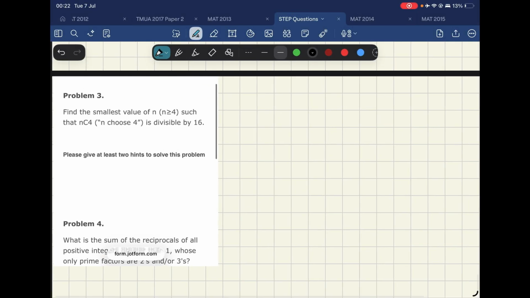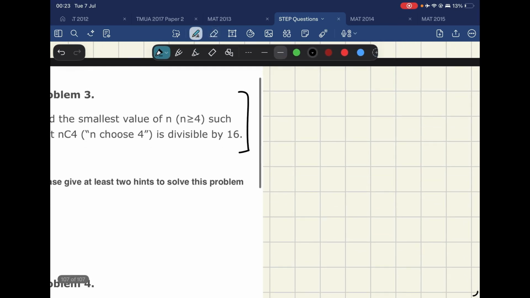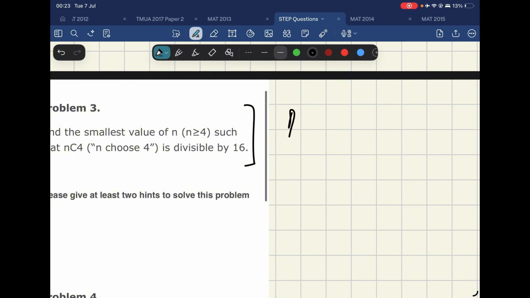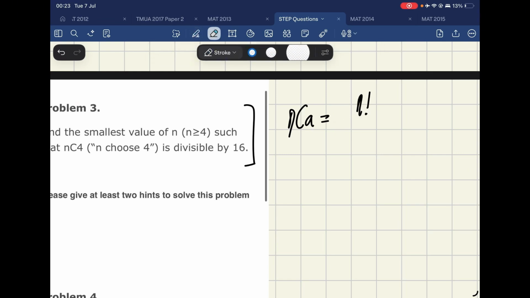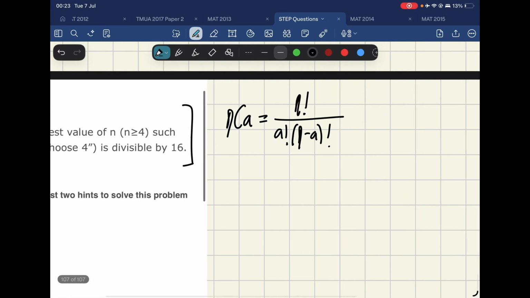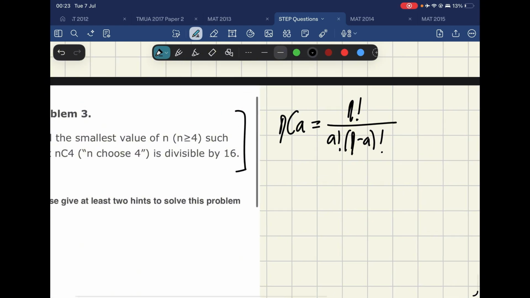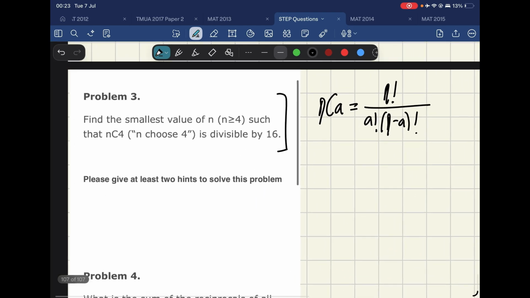Okay, so here's a really interesting problem, which introduces a nice introduction to p-adic number theory. It's awesome. So we have problem 3: find the smallest value of n such that n choose 4 is divisible by 16. If you recall, the formula for p choose a is p factorial over a factorial times p minus a factorial. This is basically the number of ways to choose a items from p total objects. Pretty cool. But then I want to see if it's divisible by 16.